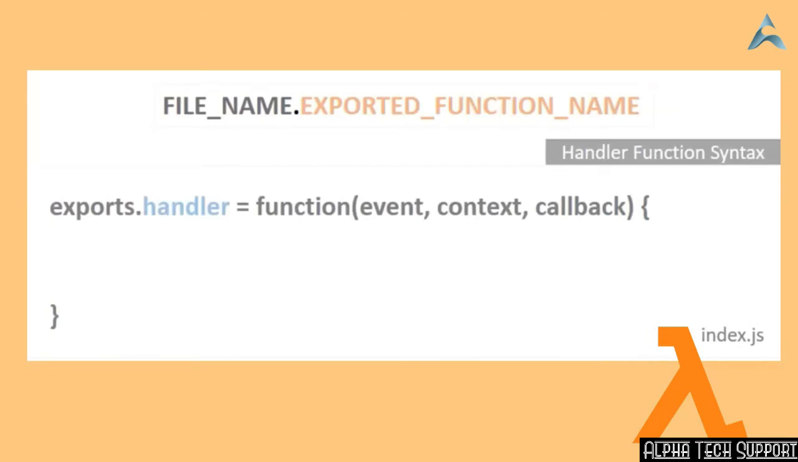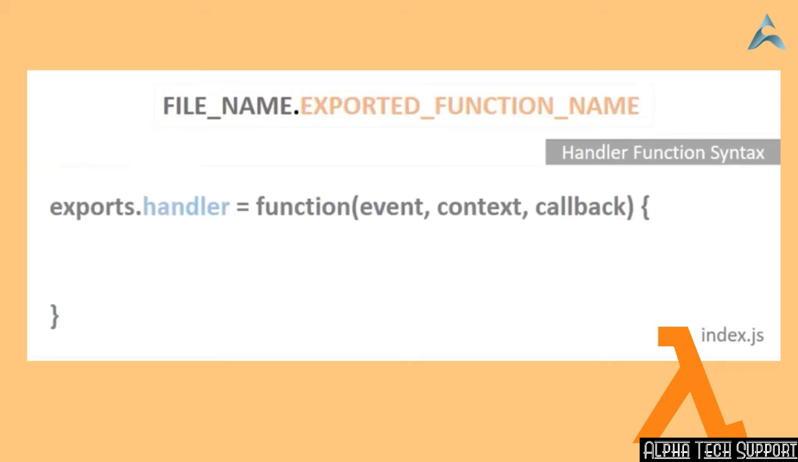It has three variables or objects as arguments: the event, context, and callback, that help to perform various operations, including logging, callback, and operations based on the trigger.